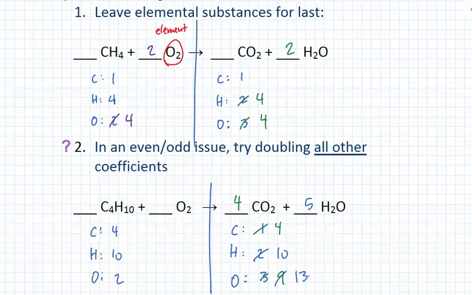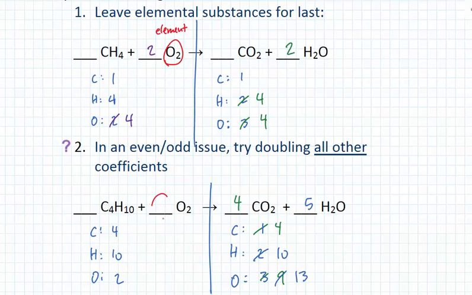So here's our even odd issue. There is no whole number that I could put in this box right here in order to get a total of 13. No matter what whole number I put here, we're going to have double the atoms, which makes it an even number. So that's the even odd issue. So when we have an odd number of atoms on one side, and we're restricted to an even number on the other side. Okay? So in this even odd issue, the thing to try is doubling all other coefficients.